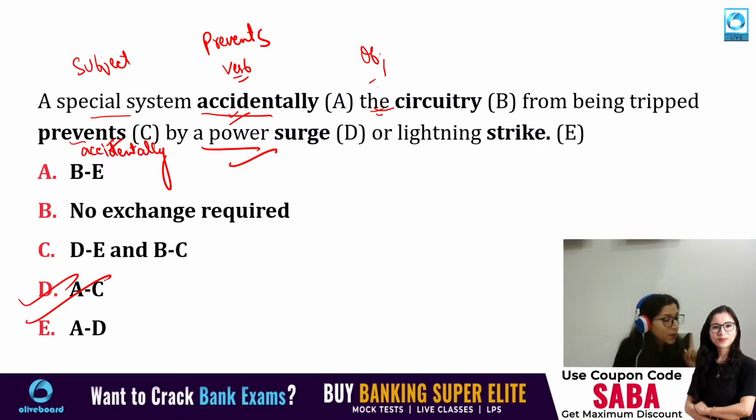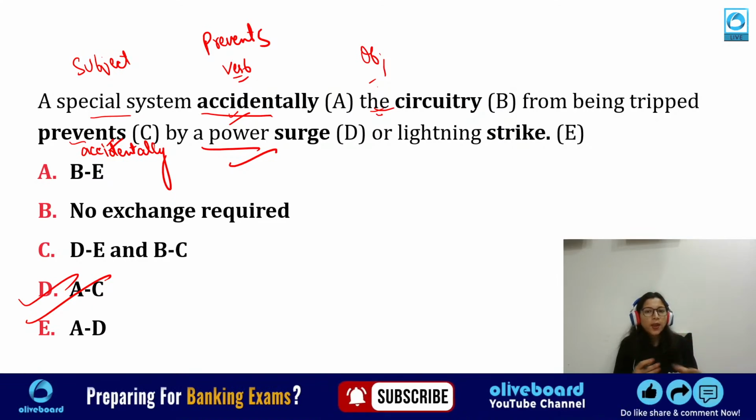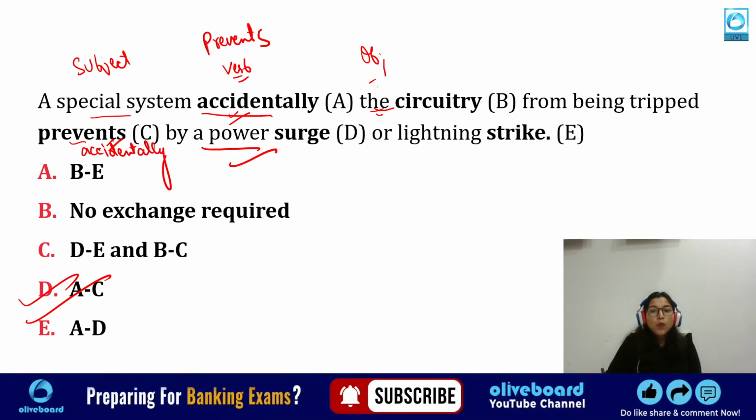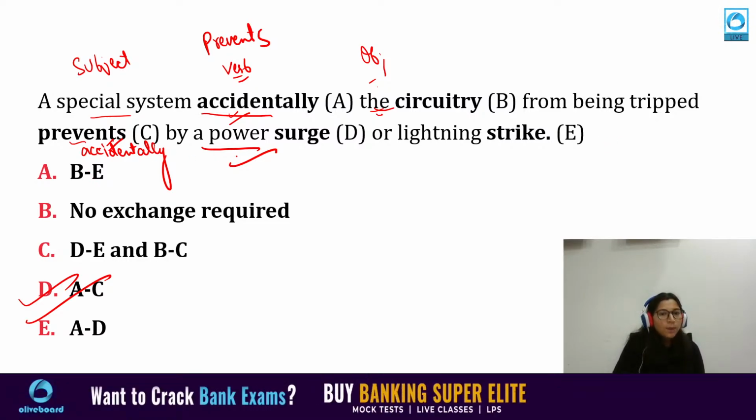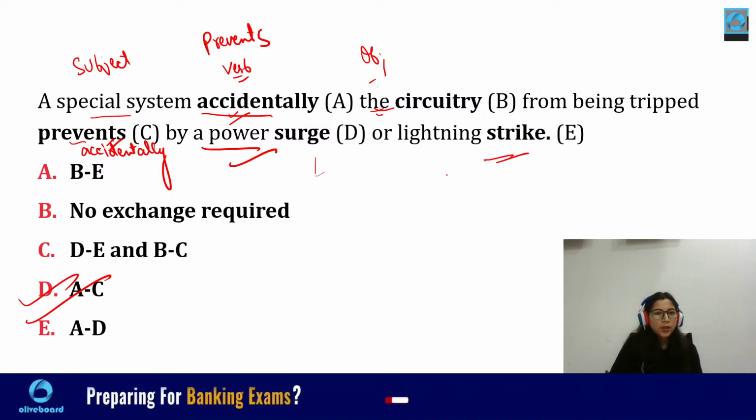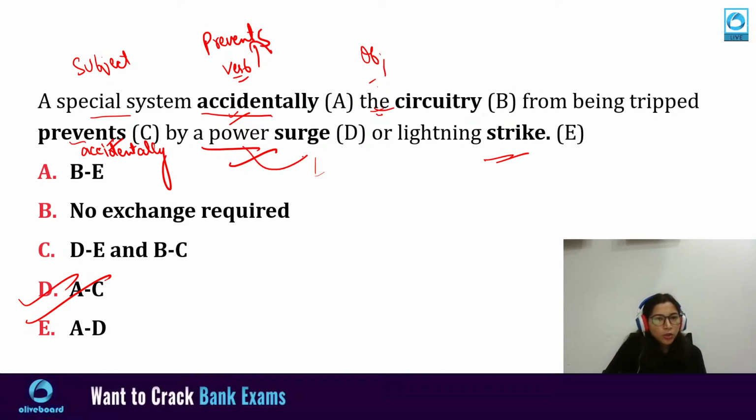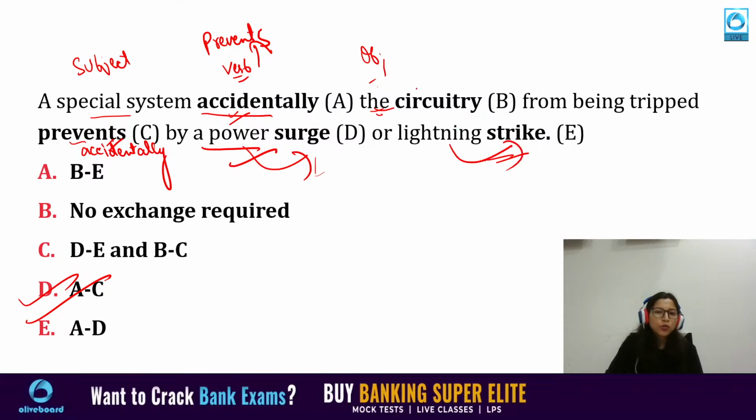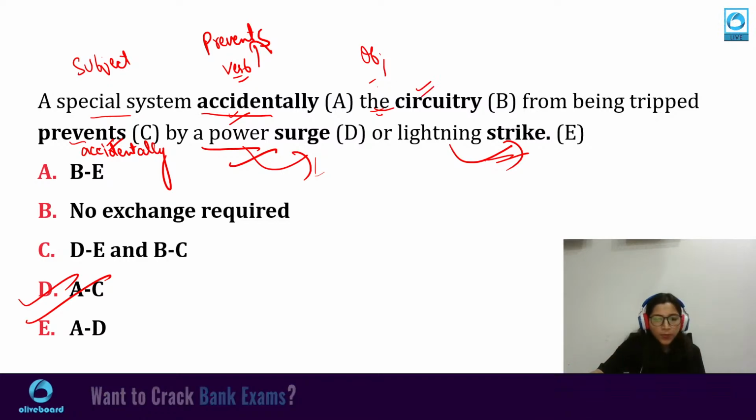AC. Did everyone understand? A special system prevents circuits from being tripped, where your voltage and so on trips accidentally by a power surge and lightning strike. I hope this is clear to everyone. Accidentally is an adverb here. We need a verb here. So prevents is the verb. So A and C need to be interchanged. Everything is making sense. Power surge is also correct. Lightning strike is also correct. Circuitry is also correct. Rest every word is in place. I hope. Next question.